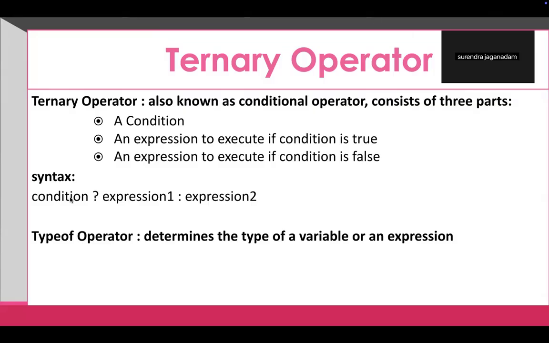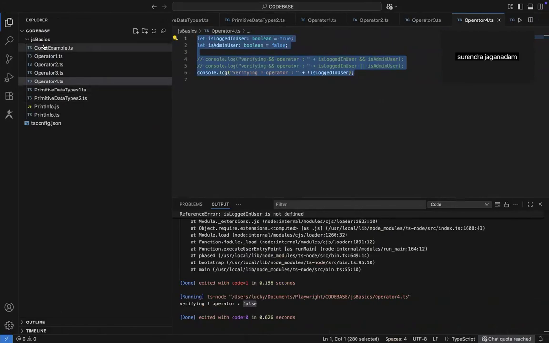If you look at the syntax, here is the condition. If this condition outcome is true, then this expression will be executed. Suppose this condition outcome is false, then expression 2 will be executed. That's it, as simple as it is. So let us go back and see a practical example for this.